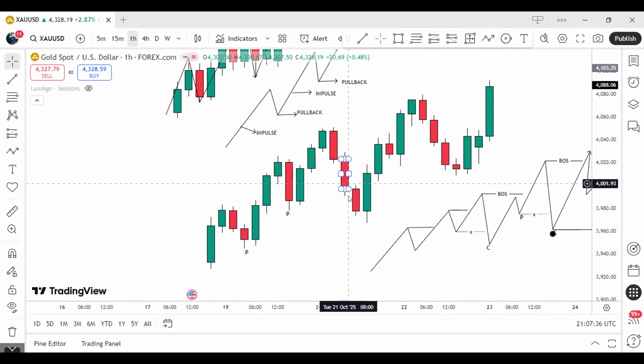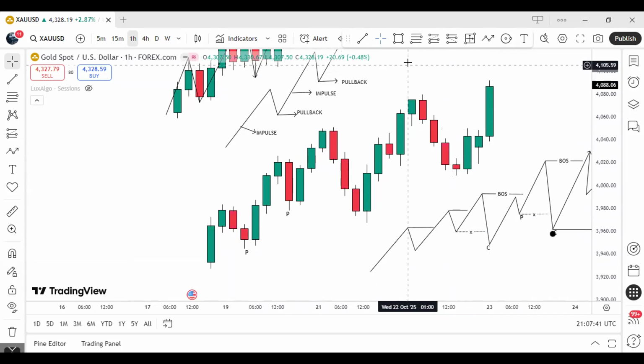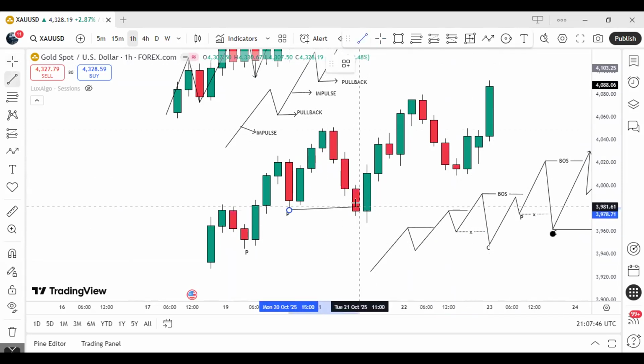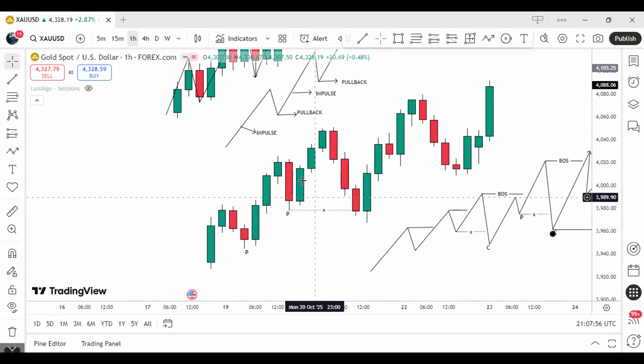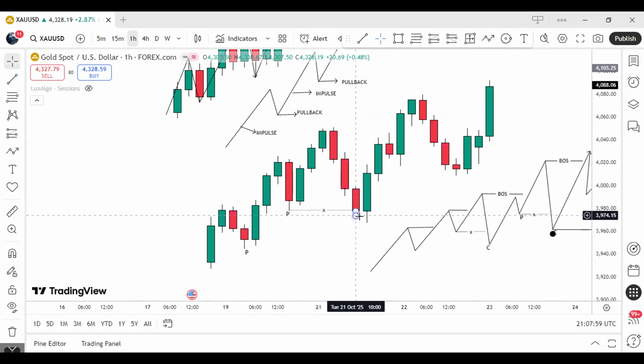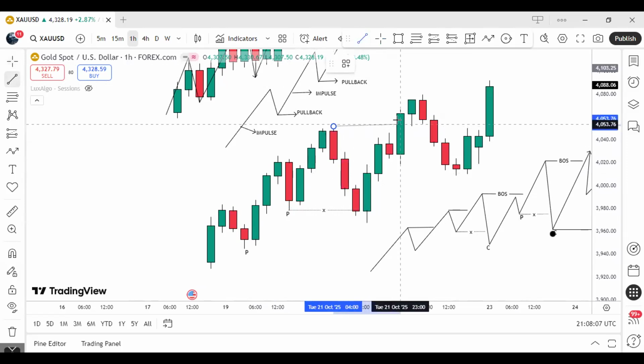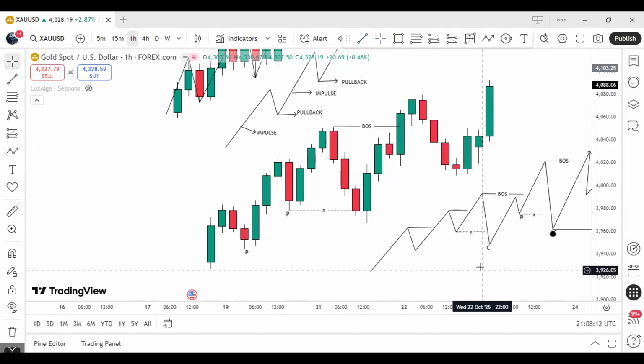Then price reverse. This is a correctional move now. Why? Because it took out the pullback. It took out this previous pullback here. So please, this is not a trend change or a change of character. It's just a liquidity grab. All right. So price came, took out this previous pullback, and then reversed to the upside, then gave us a valid break of structure. Do you understand? So this is now a break of structure.